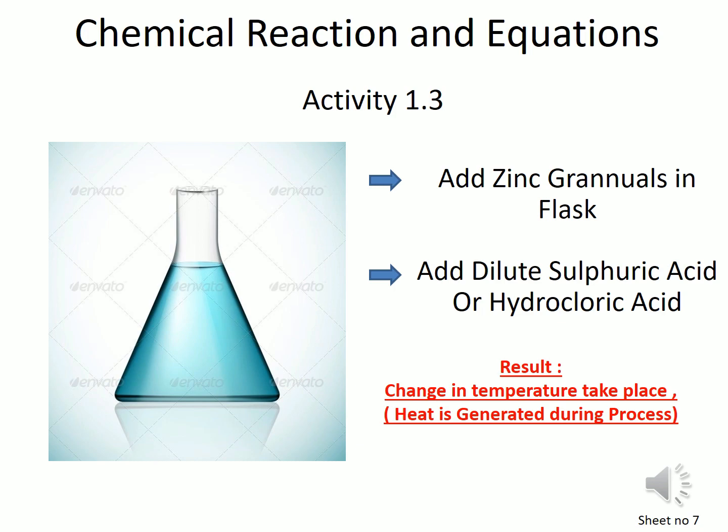Now let us see activity 1.3. We'll take one flask, we'll add zinc granules in that, and then we'll add either dilute sulfuric acid or hydrochloric acid. After the process, we can notice there is a change in temperature. This change in temperature we can sense by touching our finger to the flask. And during the process, heat is generated.